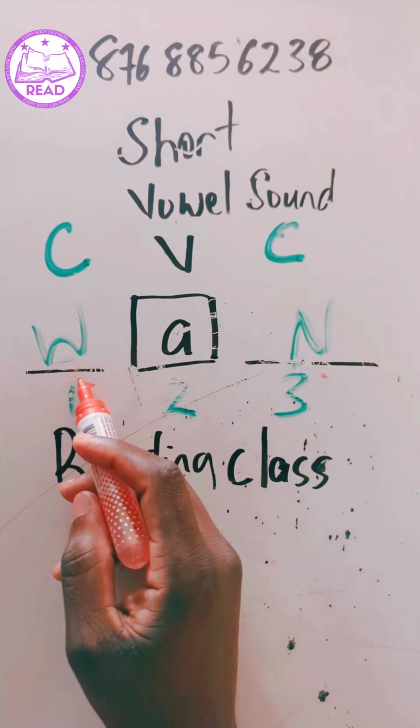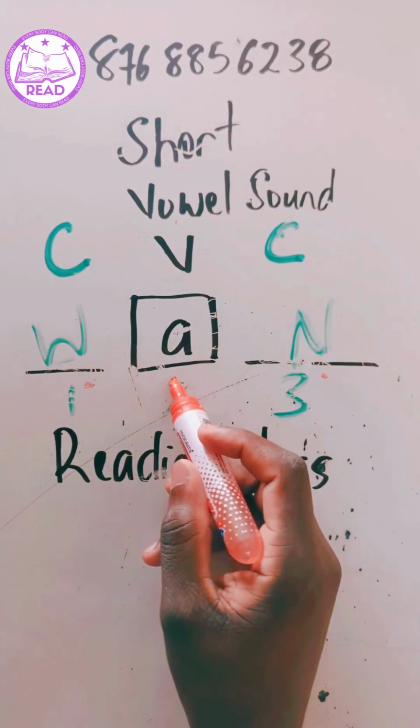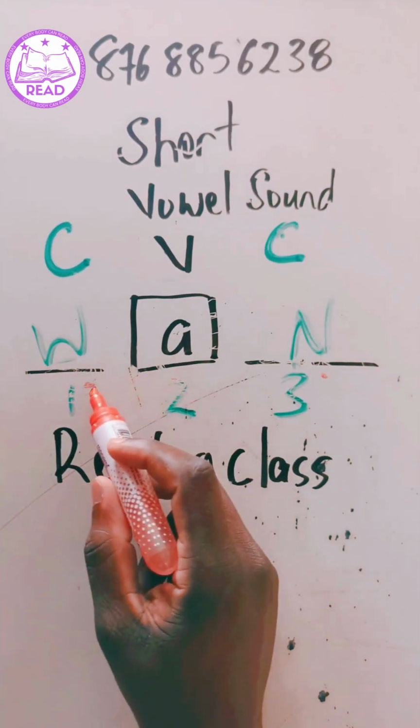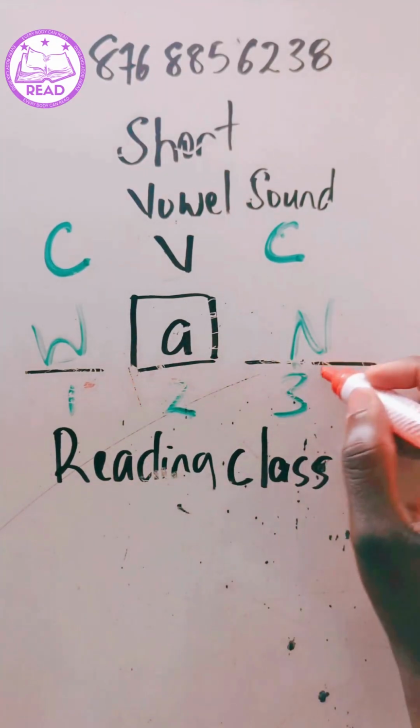Now, we have the letter W, which is what? B. We have A, which is A. Bwa. Bwa. Bwa.